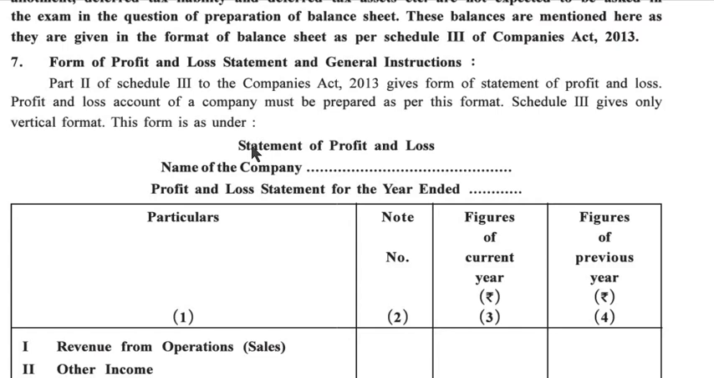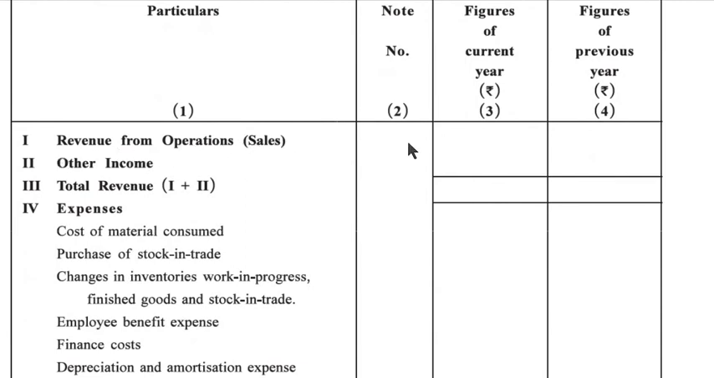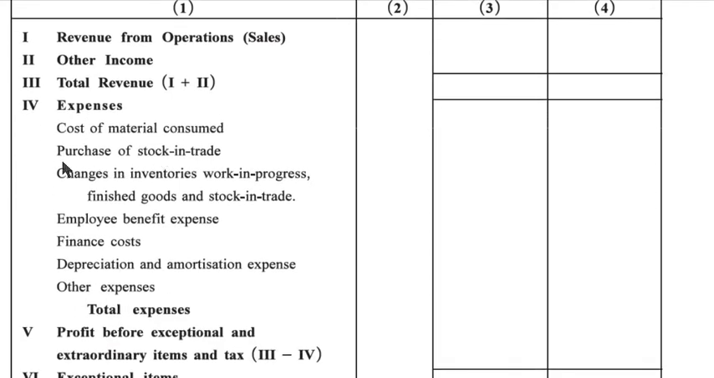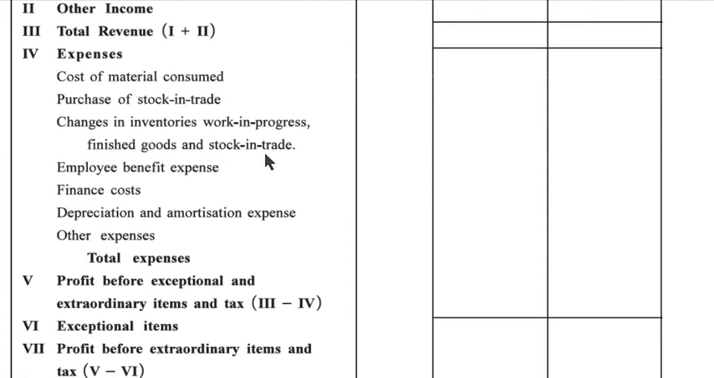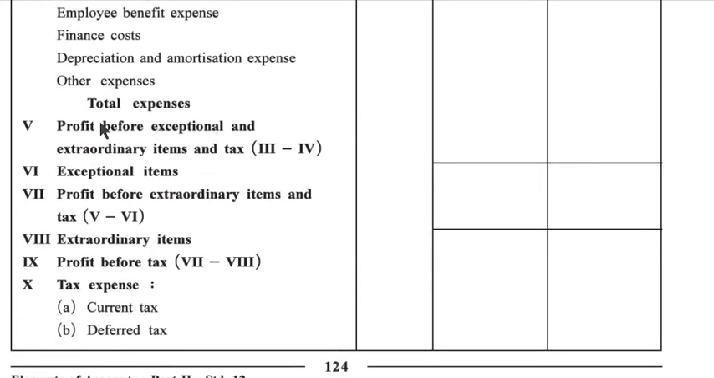This form is as under: statement of profit and loss, name of company, profit and loss statement for the year ended. First, revenue from operations, sales. Second, other incomes. Third, total revenue, 1 plus 2, the total of first and second we have to write here. Fourth, expenses: cost of material consumed, purchase of stock in trade, changes in inventories of work in progress, finished goods and stock in trade, employee benefit expense, financial cost, depreciation and amortization expense, other expenses, and total expense.